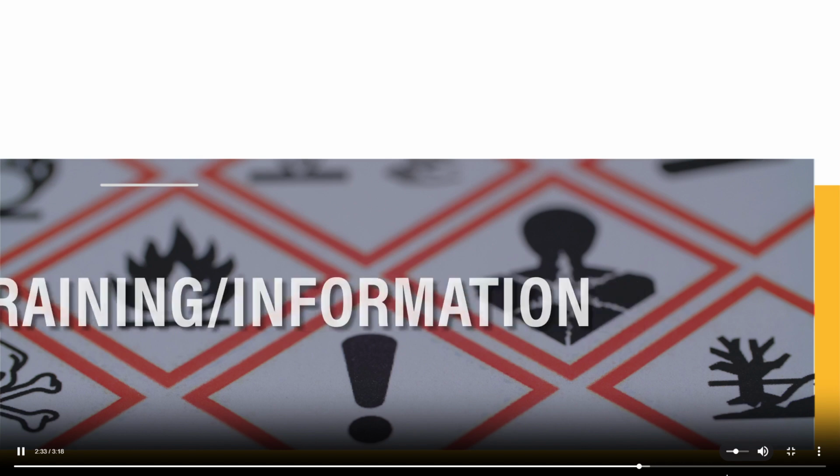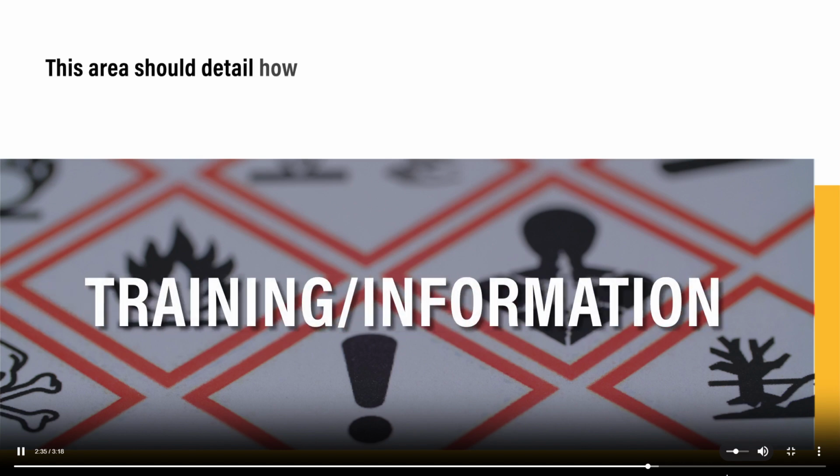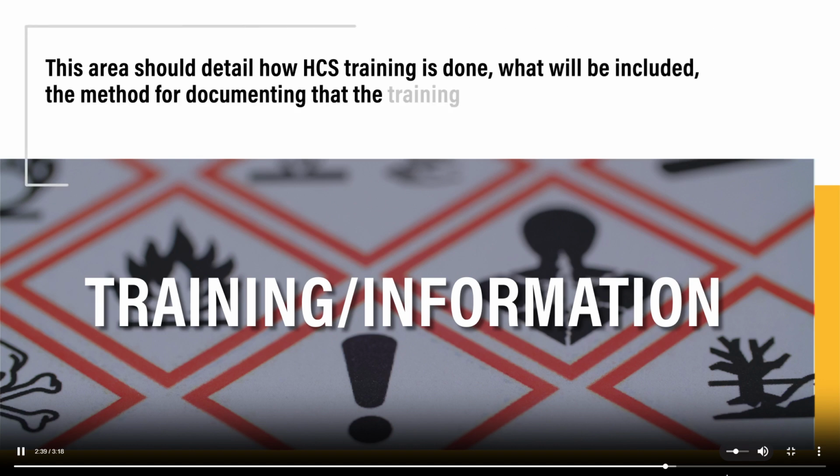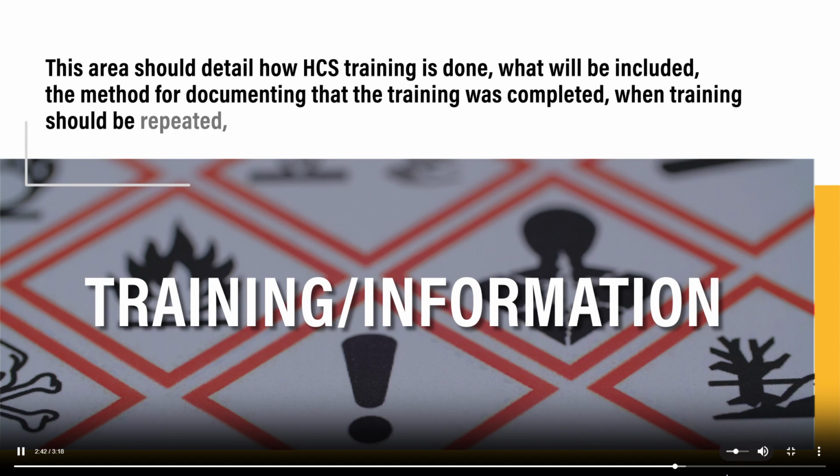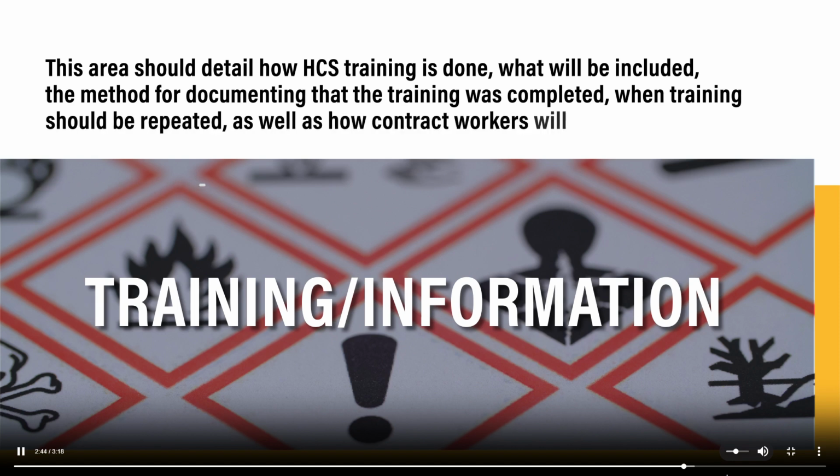Training and information. This area should detail how HCS training is done, what will be included, the method for documenting that the training was completed, when training should be repeated, as well as how contract workers will be trained.